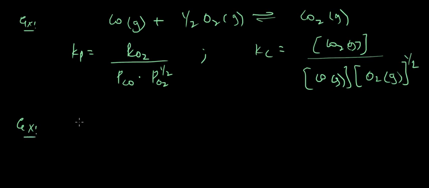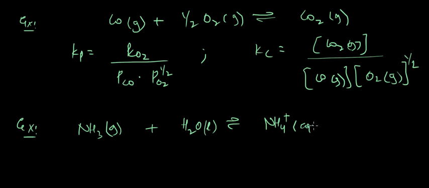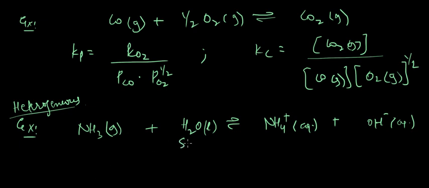Let's see another example wherein we have NH3 in gaseous form, and then we have H2O(l) forming NH4+ aqueous and OH- aqueous. So this is not a homogeneous reaction. This is an example of a heterogeneous reaction. In this case, the water is a solvent which is present in excess quantities.